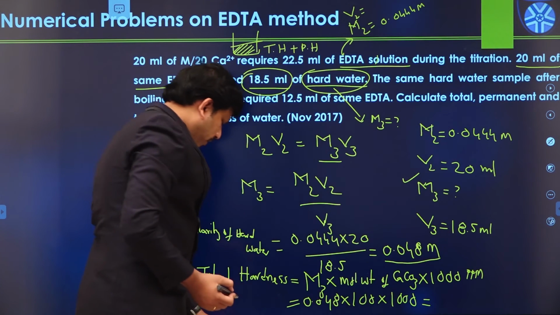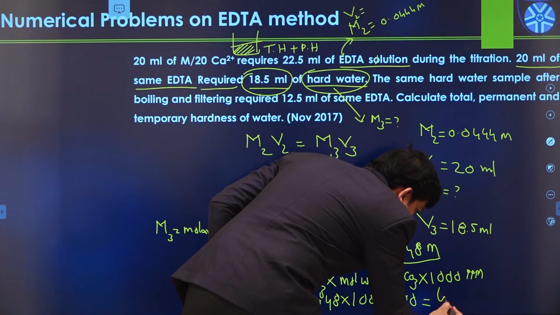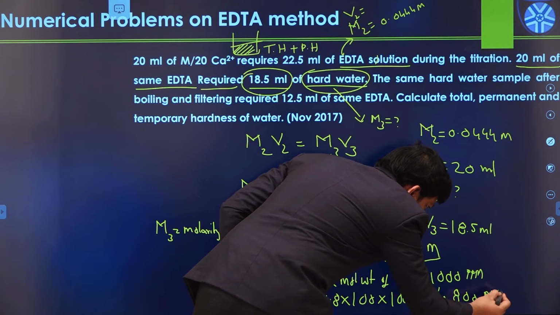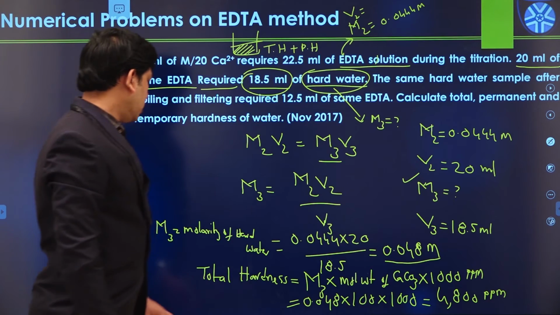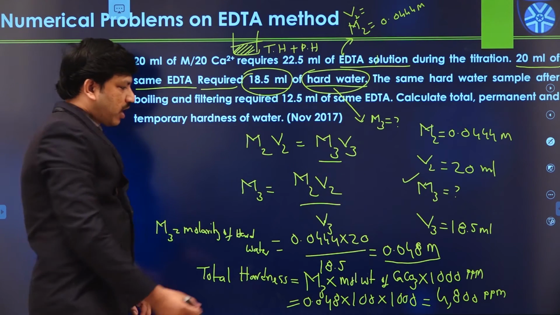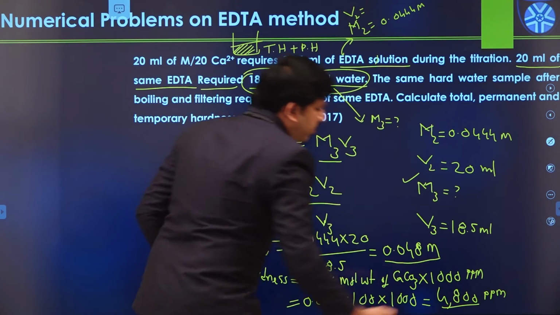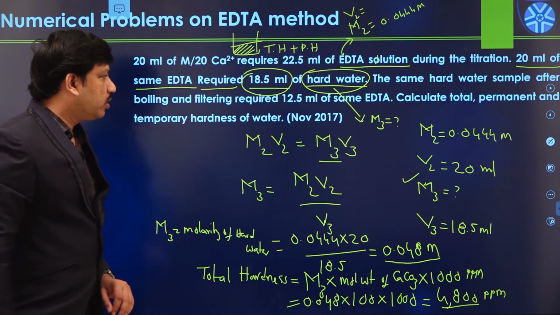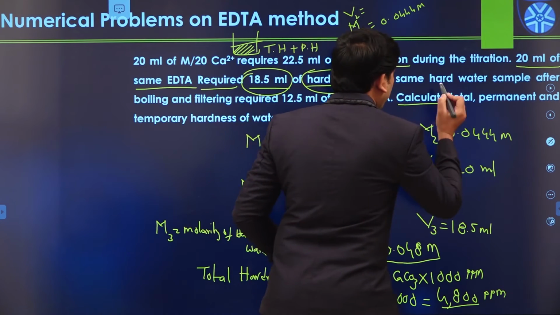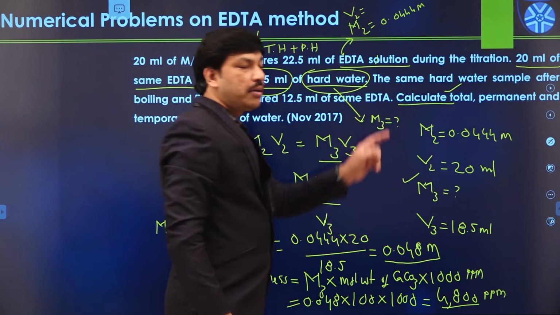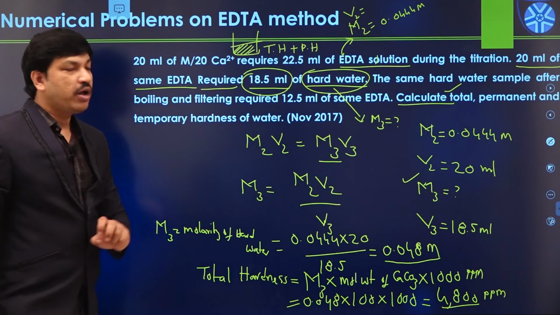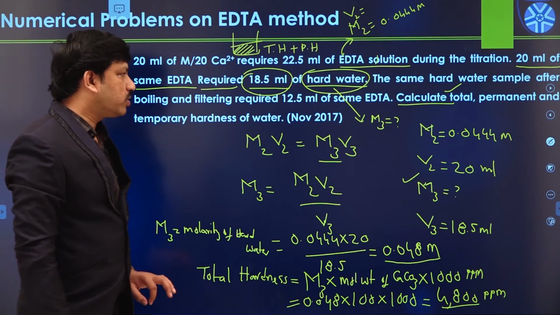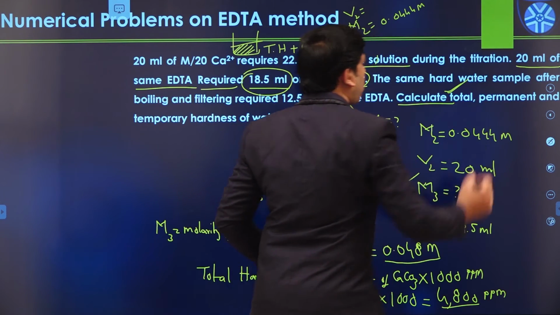So now what is the total value? This value is 4800 ppm. So that means the given hard water sample has 4800 ppm of total hardness value. So this is about the total hardness value. So what do we have to calculate? We have to calculate the total hardness, permanent hardness and temporary hardness of the given water sample. So far we have calculated the total hardness value. So that means total hardness is over.